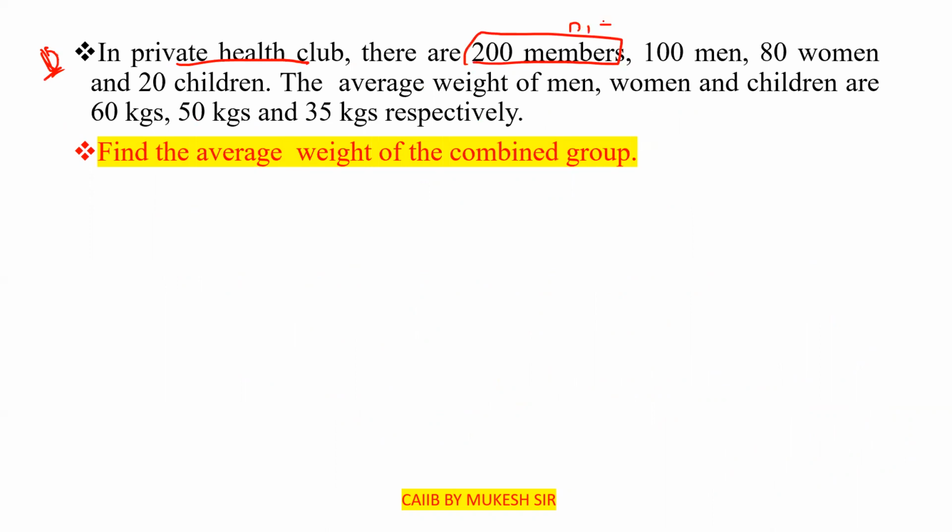So 200 members in total, 100 are men, so N1 is 100. We can say 80 women, so N2 is 80, and 20 children, that is N3 is 20. The average weight of the men is 60 kg, for women it is 50 kg, and for children it is 35 kg. Clear? So then what is the average weight?